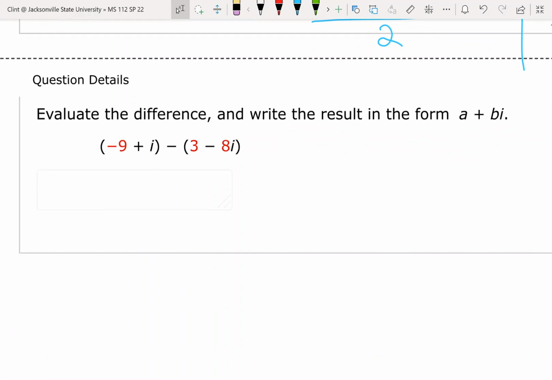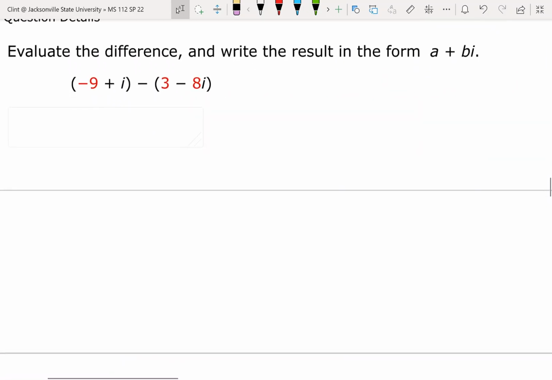Number 11 tells us to find the difference, or in other words, we want to subtract. So really, we do this one just like we did when we were working with the algebraic expressions on that other one. The only real thing we have to remember on this problem is to make sure we're distributing the minus sign. So we'll have negative 9 plus i, and then minus 3, that turns into plus 8i.